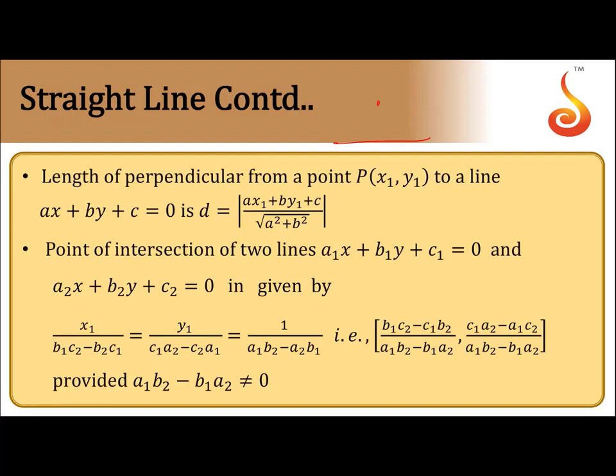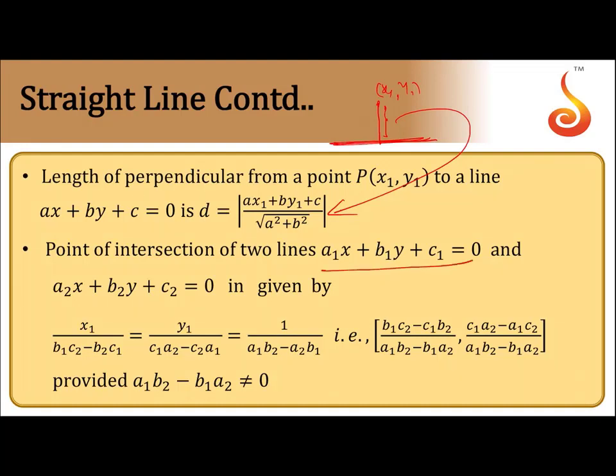Coming to the next one, the length of the perpendicular drawn from x1 comma y1 onto the straight line ax plus by plus c equals 0. The length of the perpendicular is given by the formula |ax1 plus by1 plus c| divided by root of a square plus b square.